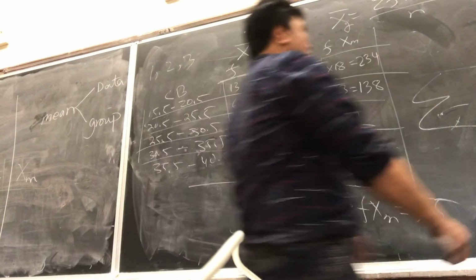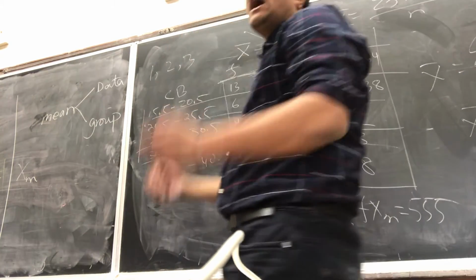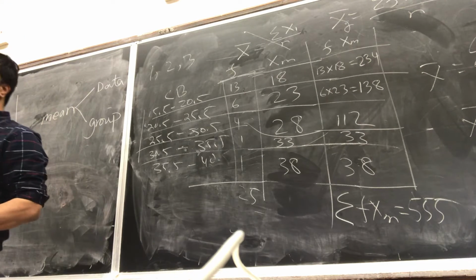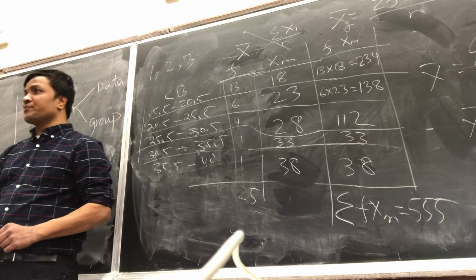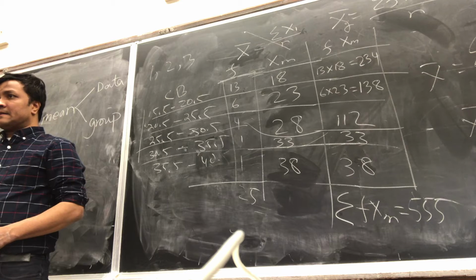Okay. So what are we gonna do? We're gonna write the sum of f times xm. Do we have this? Yes, 555. Do we have n? 25. So what is our mean? 22.2. So the mean income of the top 25 CEOs on Wall Street is $22 million.